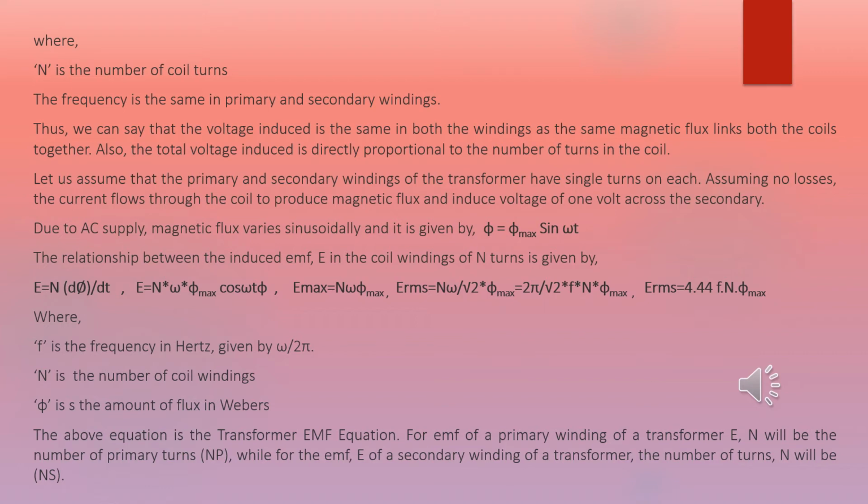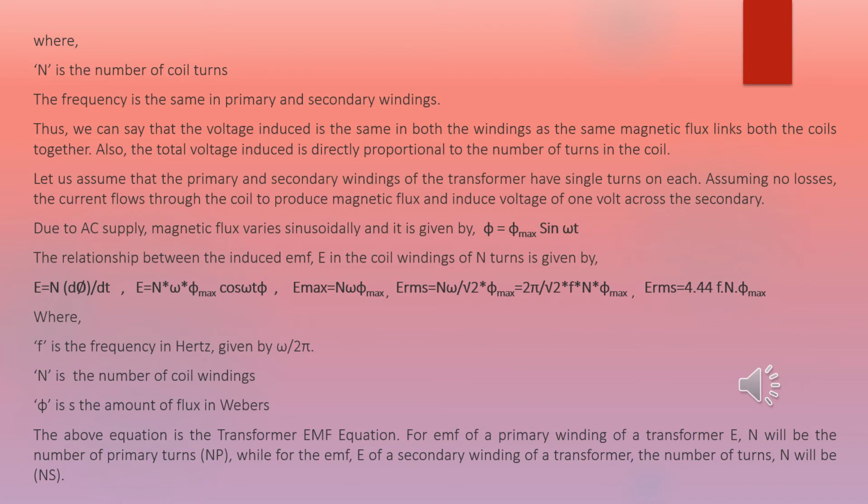Now let us assume the primary and the secondary windings have single turns. Also assume there are no losses. Theoretically, no losses are present in the circuit. The current flows to the coil to produce a magnetic flux. That is, the current is flowing on the primary side, on the primary winding. This will generate the magnetic flux, and this magnetic flux will induce a voltage on the secondary side by Faraday's law.